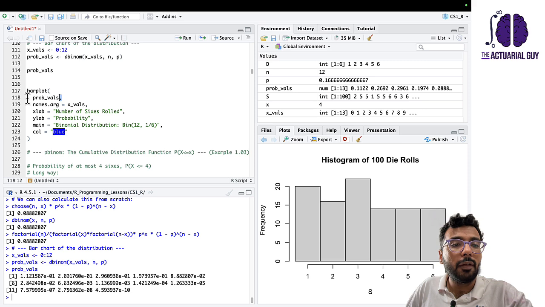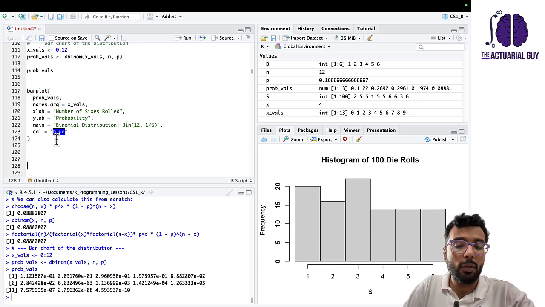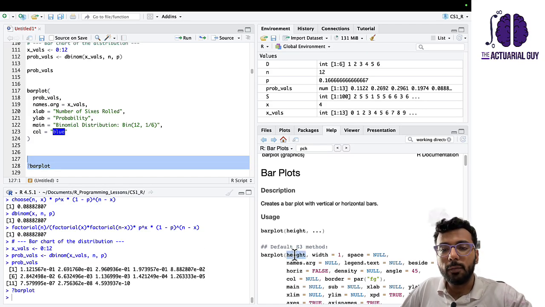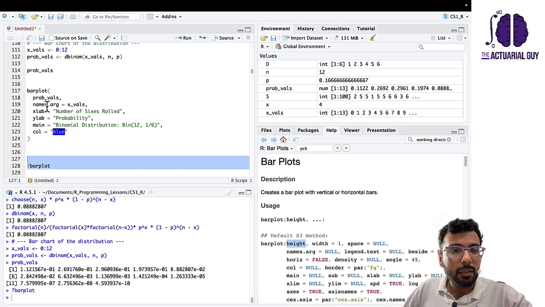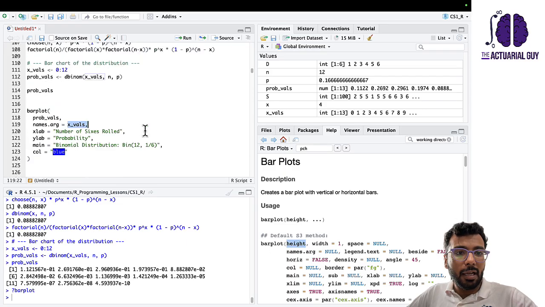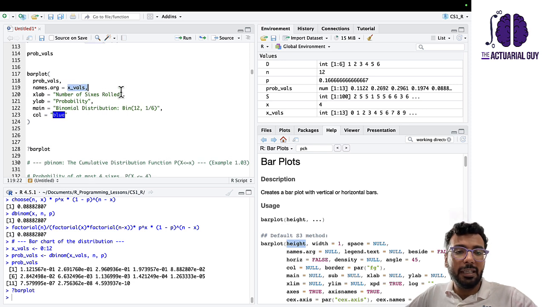What are we plotting? If I show you the help on barplot, the first argument is the height variable, which is basically the y-axis. So we want to put the probability values on the y-axis. And then you have the names argument, which is what you want the name of each bar to be. So here we would put the names argument as the x values. Our x values are 0 to 12. So that is what we are putting.